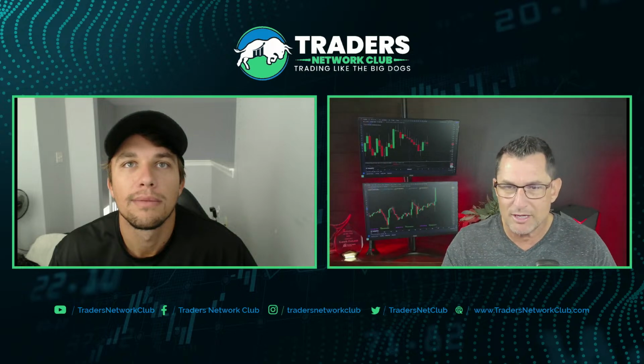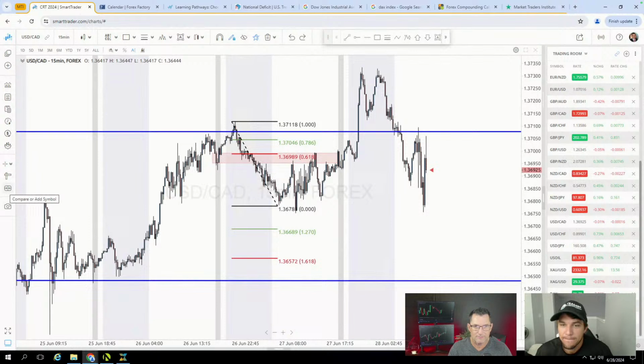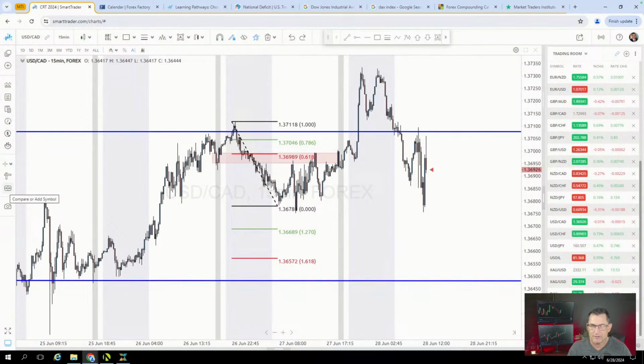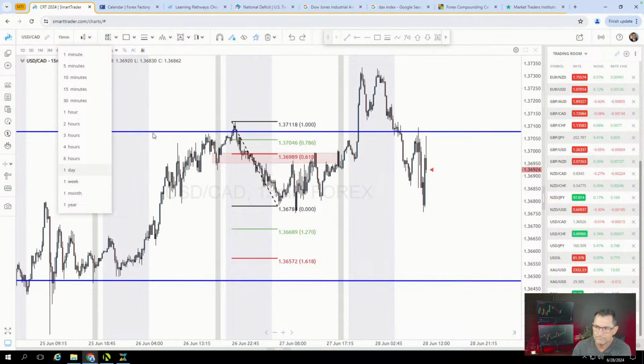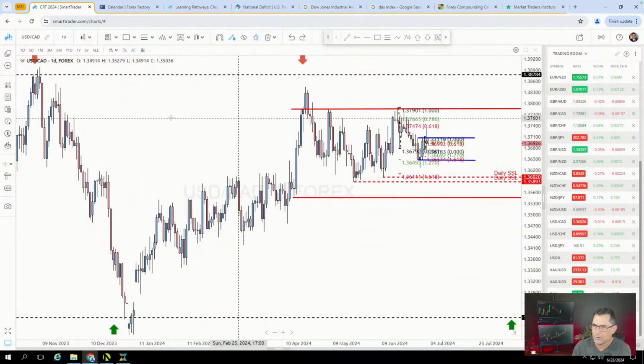All right, Cameron. So I'm going to dive into that pair right now and break it down. Let's go ahead and see what we have here. Moving into that currency pair, firstly, number one, I'm going to move to the daily time frame. And I'm going to point out a couple of things here.